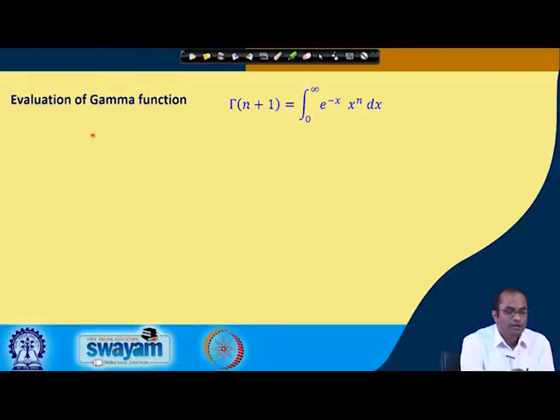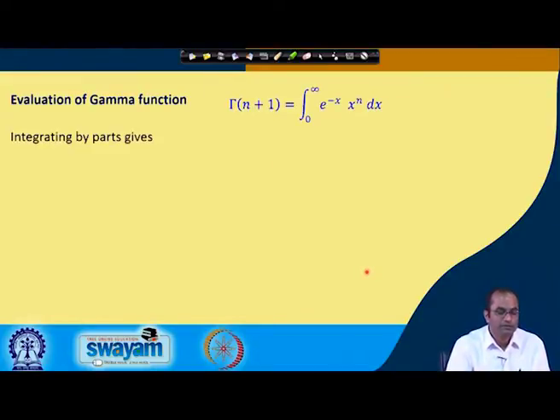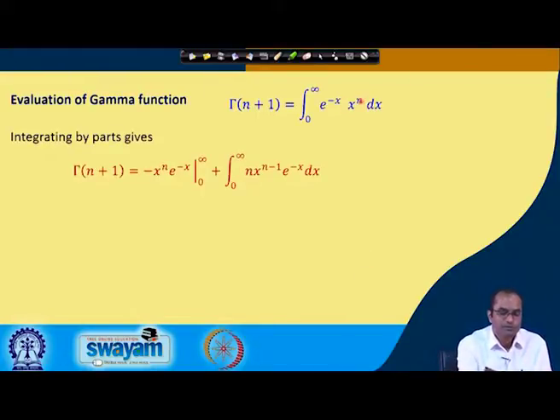Now, evaluation of the gamma function. Again we have this integral 0 to infinity e power minus x, x power n dx, and we will use the same idea, just integrating by parts, to get a nice relation for gamma n plus 1. When we integrate by parts, naturally we will differentiate this x power n, and integrate e power minus x. The integral of e power minus x will be minus e power minus x, x power n will remain as it is, and then we have this limit from 0 to infinity.